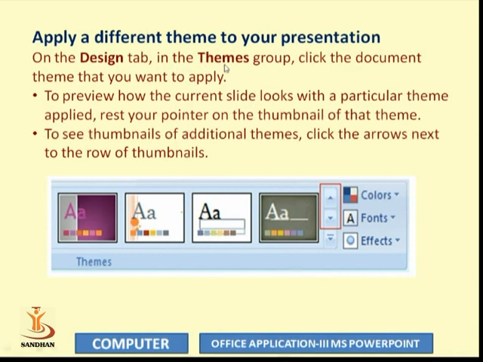On design tab in the themes group, click the document theme that you want to apply. To preview how the current slide looks with the particular theme applied, rest your pointer on the thumbnail of that theme. This is a cutout of the theme. You can put the mouse on that particular theme and then the theme will be changed. You can preview that. To see thumbnails of additional themes, click the arrows next to the rows of thumbnails, that is over here.